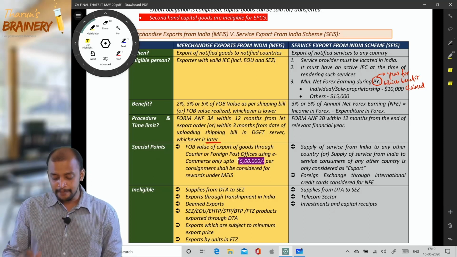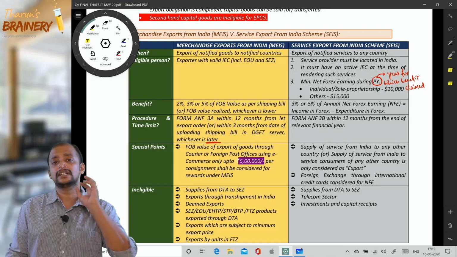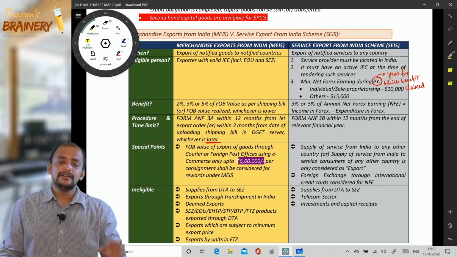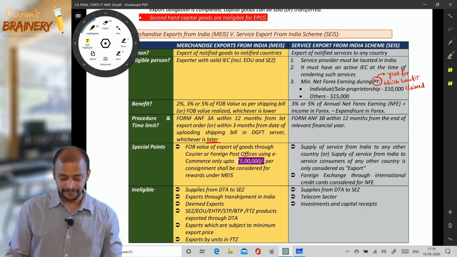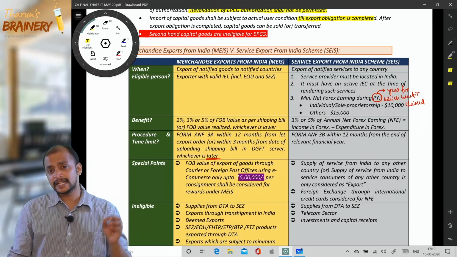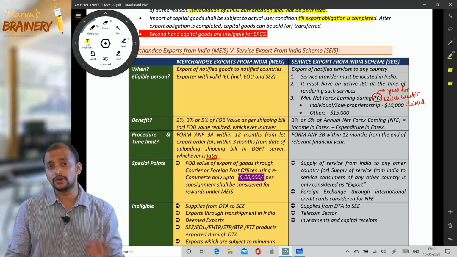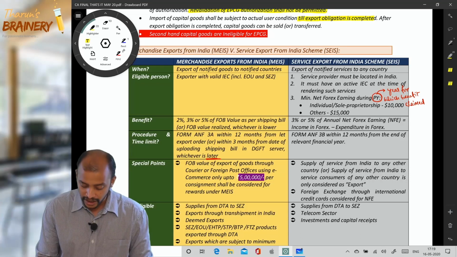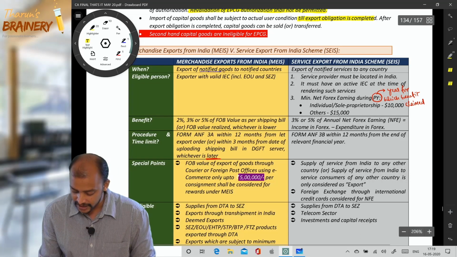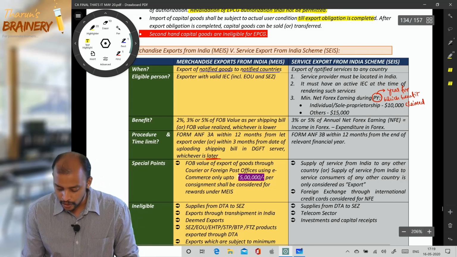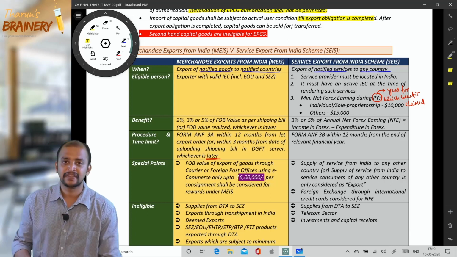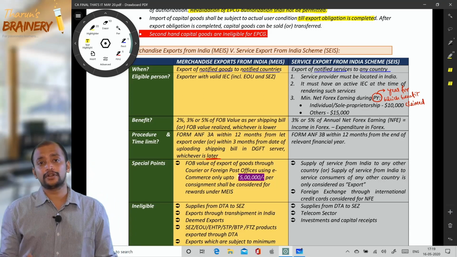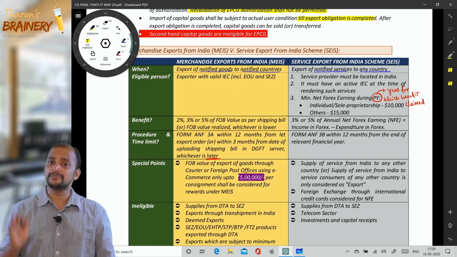Then this MEIS and ACIS, both work on the same ideology, that is, a credit scrip will be given. MEIS is for export of goods and ACIS is for export of services. When is the MEIS benefit available? Export of notified goods to notified countries. Whereas here it is notified services to any country. That's the primary difference. And what are those notified goods? What are those notified countries? None of our business. There is a big list.